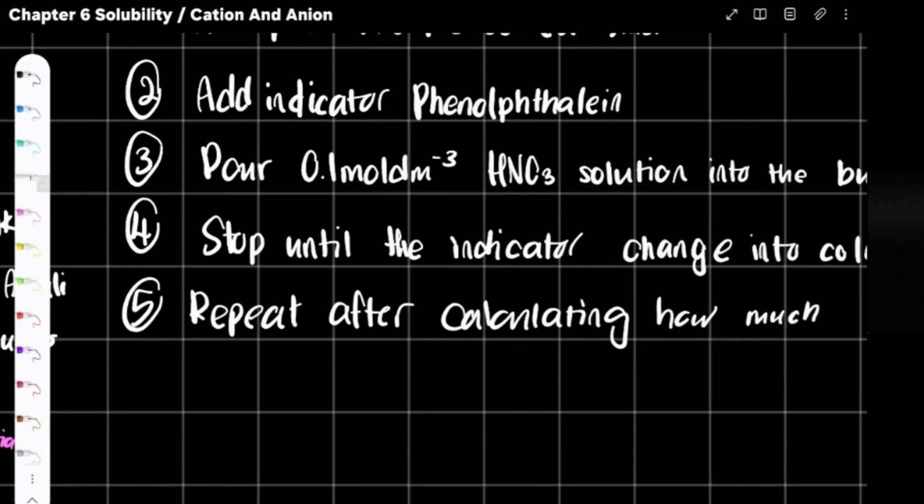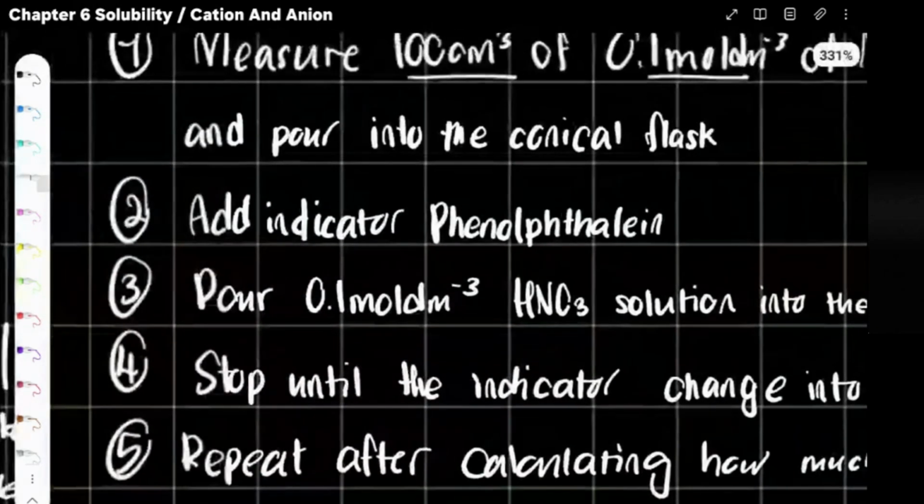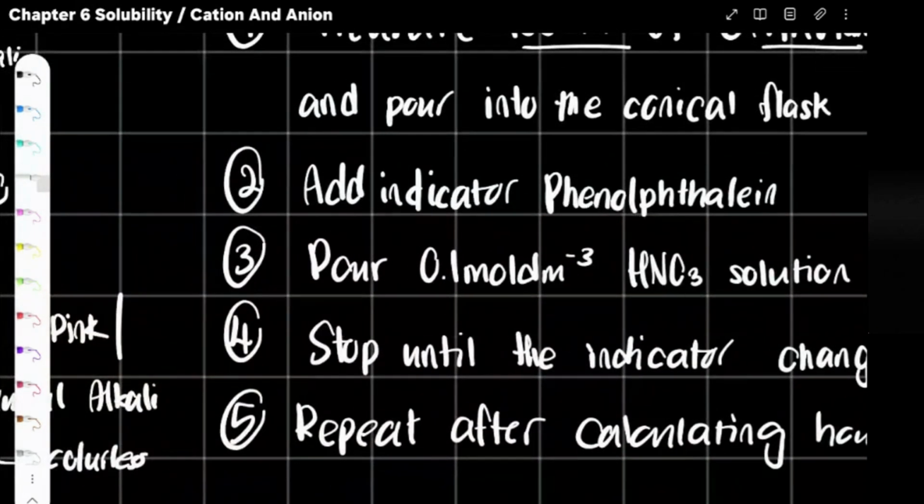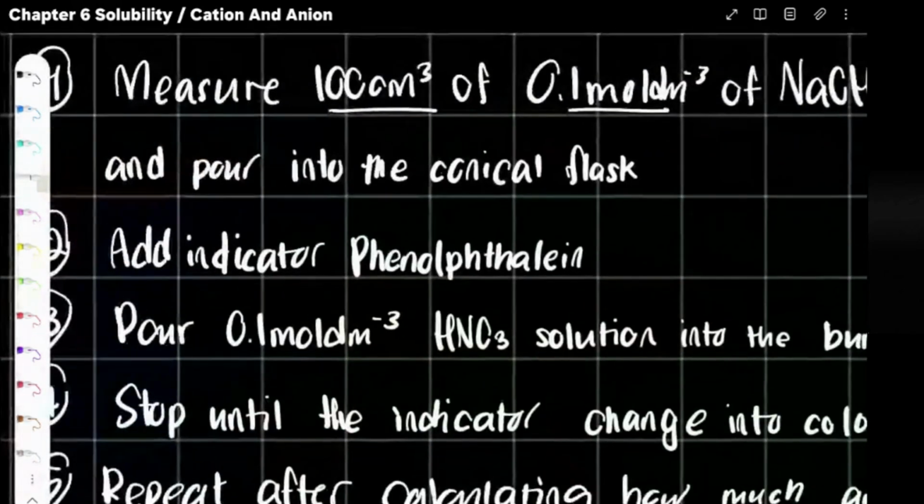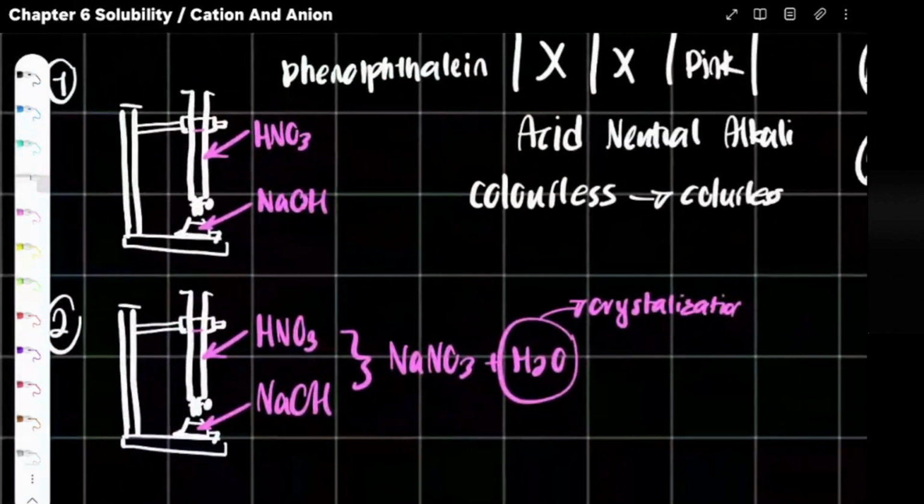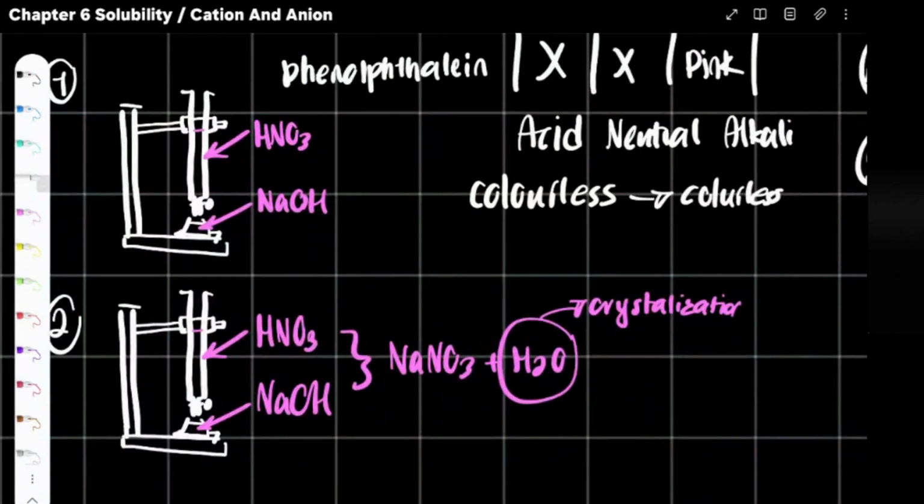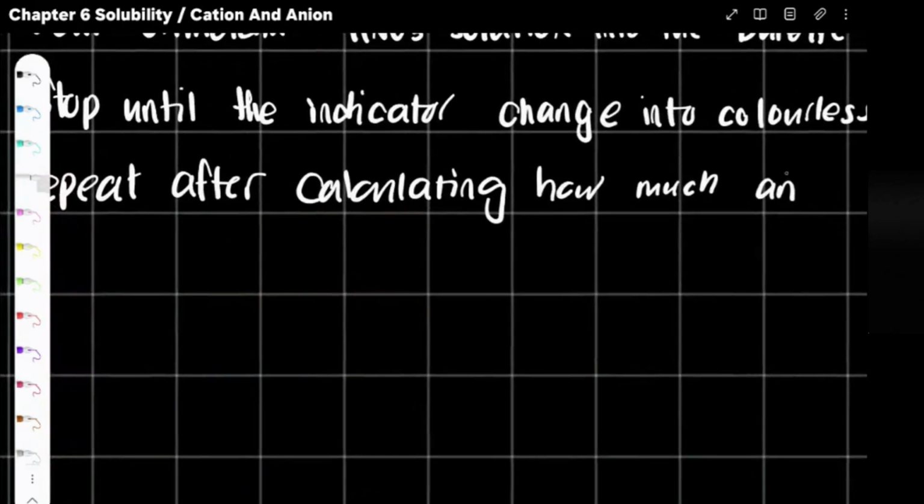Because we need an amount of acid to neutralize that one, right? We don't need the whole acid. That's why this HNO3 solution that I wrote here, I didn't write the volume. You know why? Because we're just going to use a certain amount of volume first to determine how much volume we need. That's why we don't write the amount of volume. So we have to repeat after calculating how much acid we need. Okay, my handwriting is getting worse.